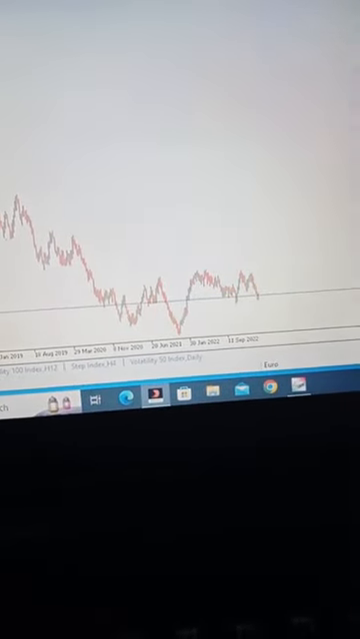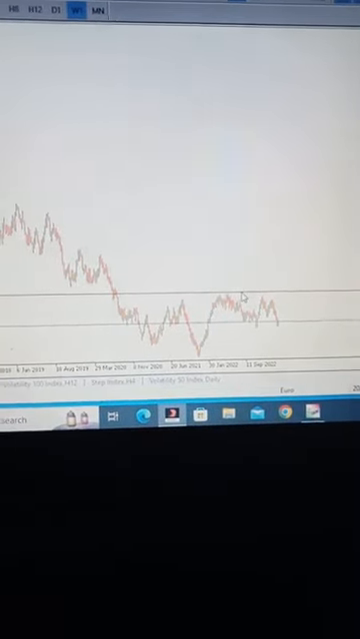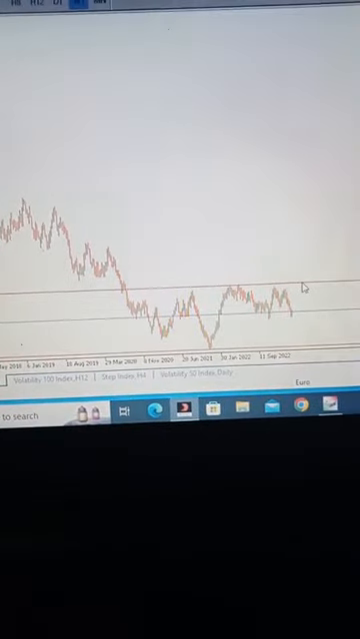So I'm going to show you how to do technical analysis. The first thing you do in any currency or indices is find the resistance and support. The support is the lower side of the market, the resistance is the upper side of the market, and then you identify the pattern.